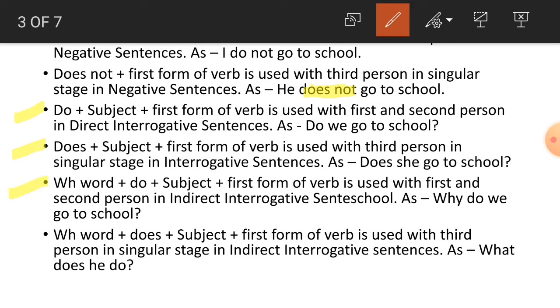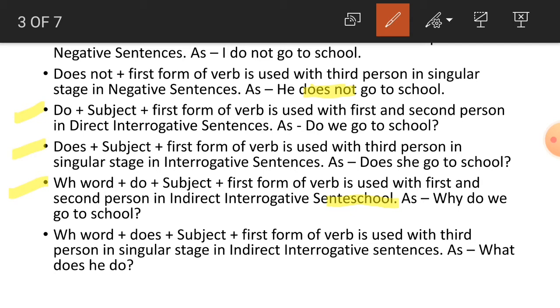Next, WH word plus do plus subject plus first form of verb is used with first and second person. Students, don't forget the use of third person in plural stage in indirect interrogative sentences. Students, this is misprinted; it means sentences. Don't consider it as school. No, it's not. As, why do we go to school?